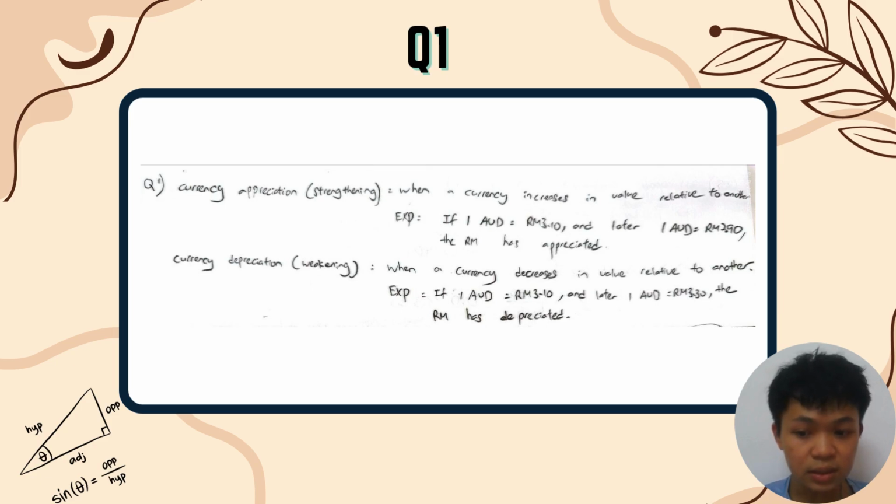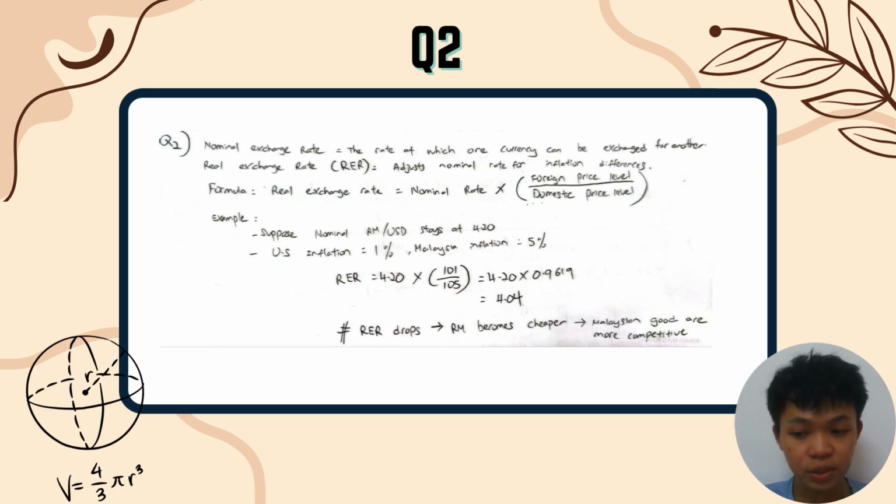Currency depreciation means the domestic currency becomes weaker and buys less foreign currency. For example, if 1 AUD is equal to RM 3.1 and later becomes RM 3.3, RM has depreciated because it now takes more ringgit to buy 1 AUD. So always compare the old and new rates. If the domestic currency value falls relative to the foreign one, it is depreciation. If it rises, it is appreciation.